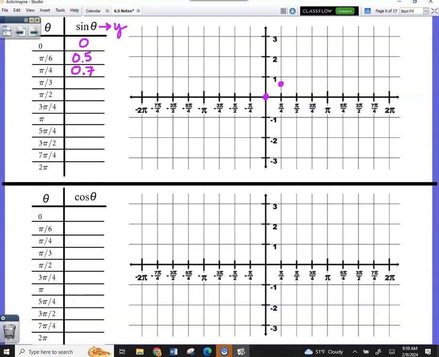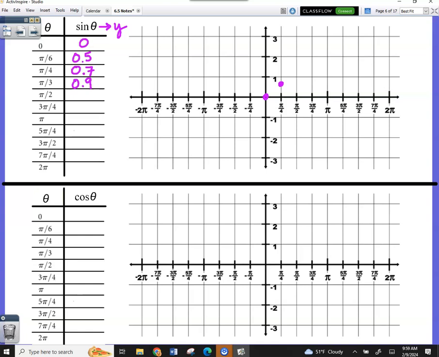All right, pi over 3. Get the y value. What is it? The square root of 3 over 2. Now type it in because I can't graph that. 0.9. So we're going to go almost to 1, right? We're going to get closer.